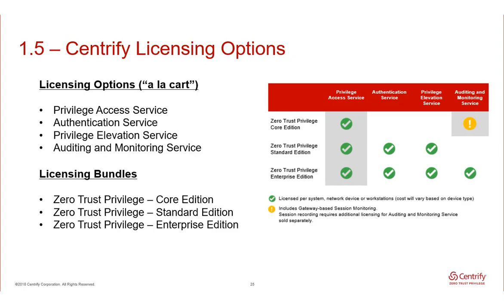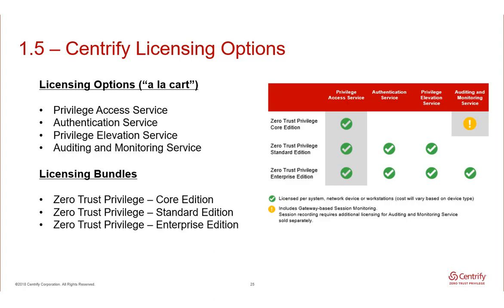Now let's take a look at the Centrify licensing options. When we license Centrify solutions, this is going to be based on the number of systems in the environment that are going to be managed. Licensing costs will be determined based on the device types in the environment, and they can be purchased individually for the following core components: Privileged Access Service, Authentication Service, Privilege Elevation Service, and Auditing and Monitoring Service.